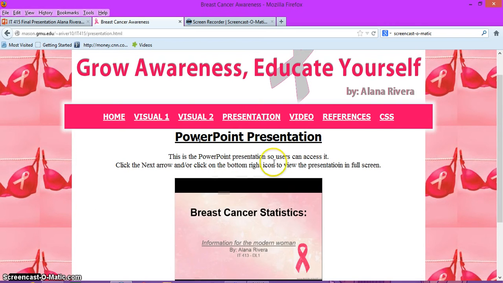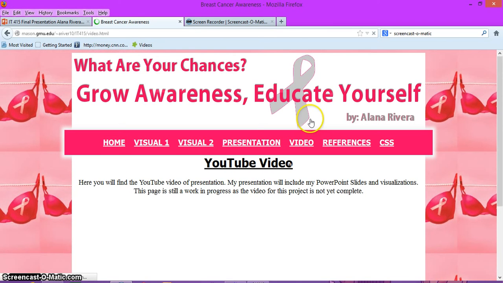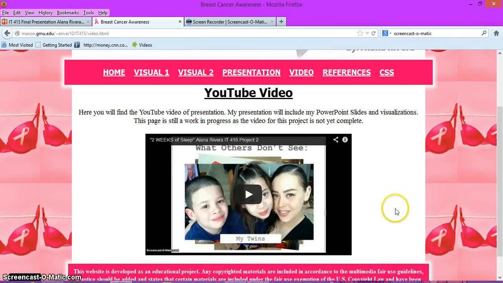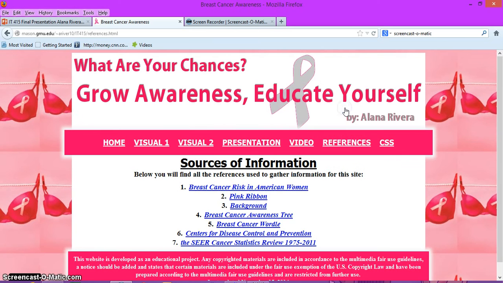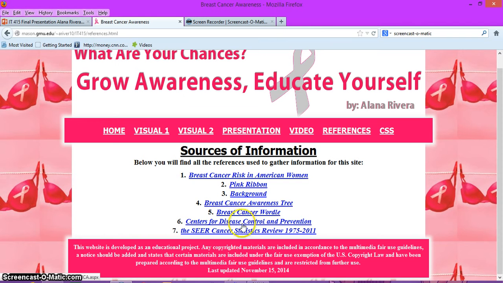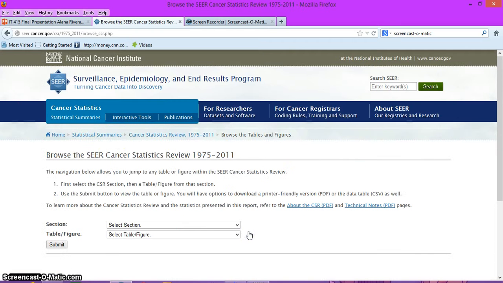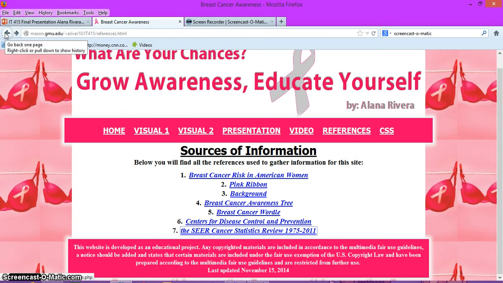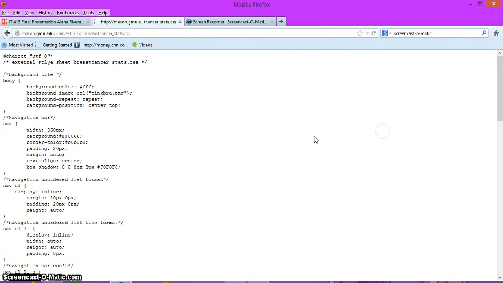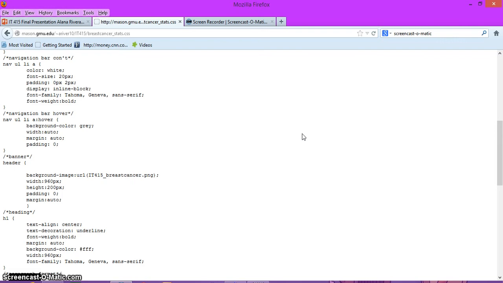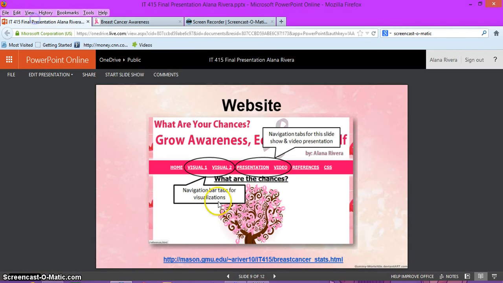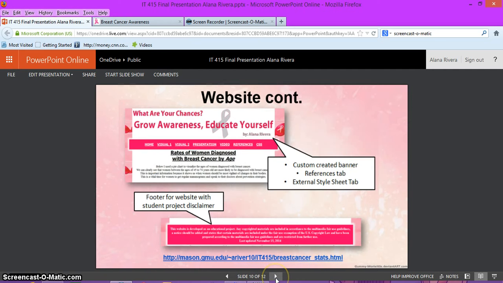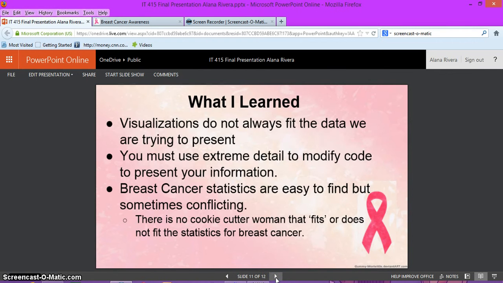so if someone else wanted to take a closer look at it, they can. This is where the video for this presentation will be placed. That video is just there temporarily. These are hyperlinks to my references. So for instance, if we wanted to go directly to the SEER, we can just click and we're on their website. And this is the CSS that I used for this particular website. These are just some images to show.